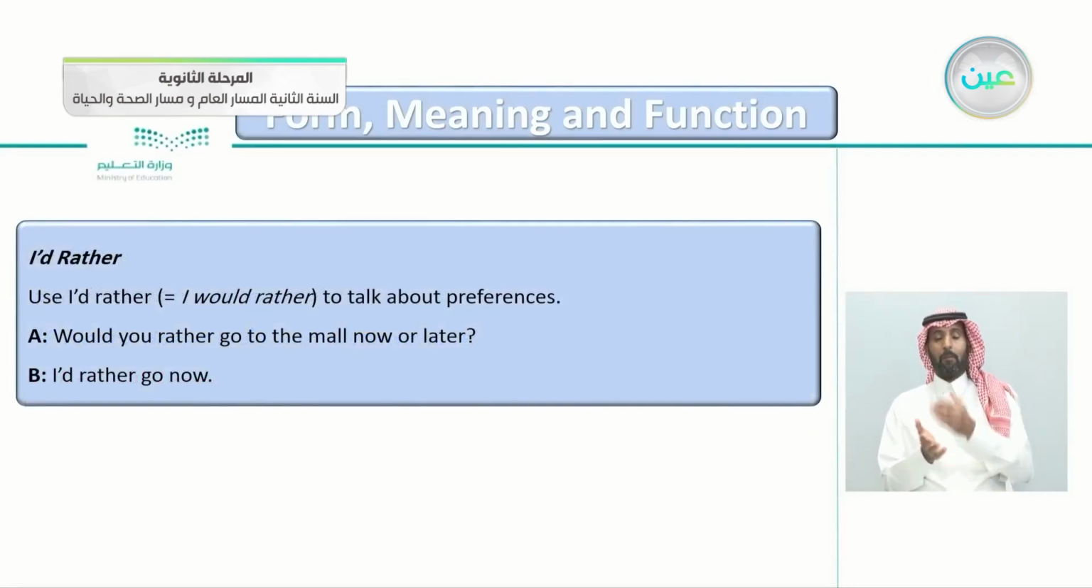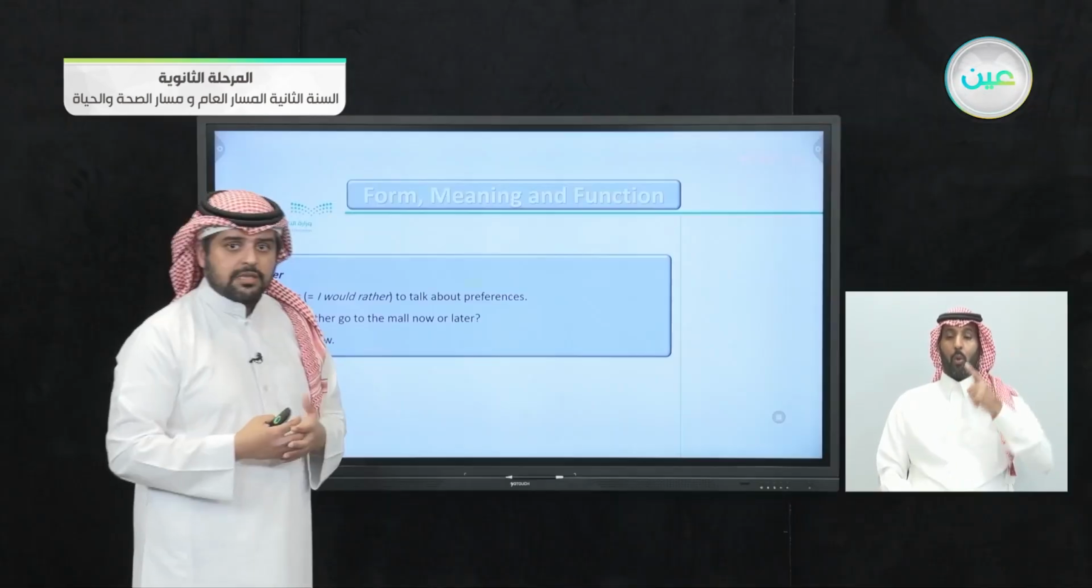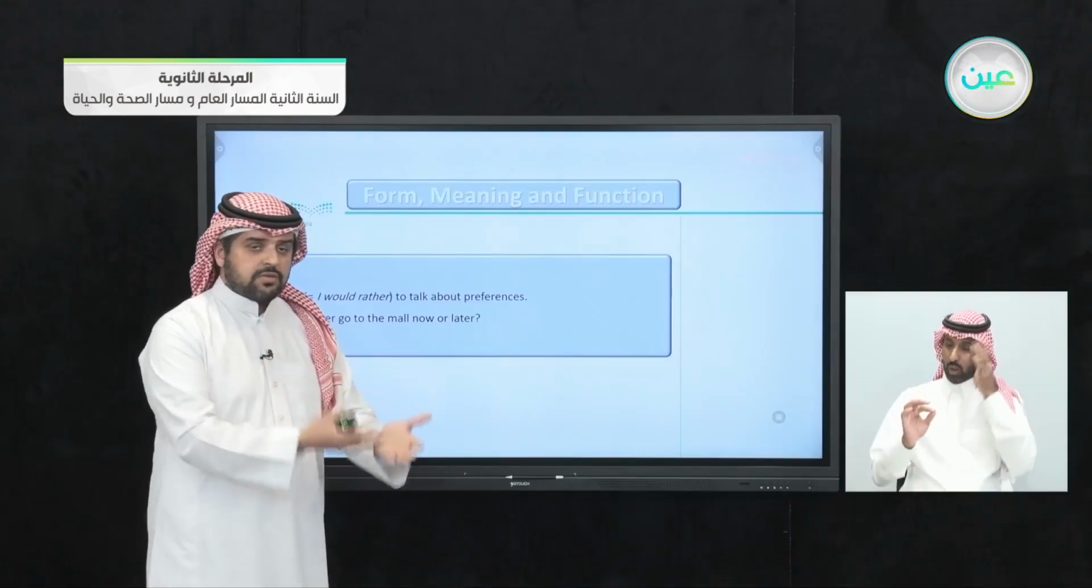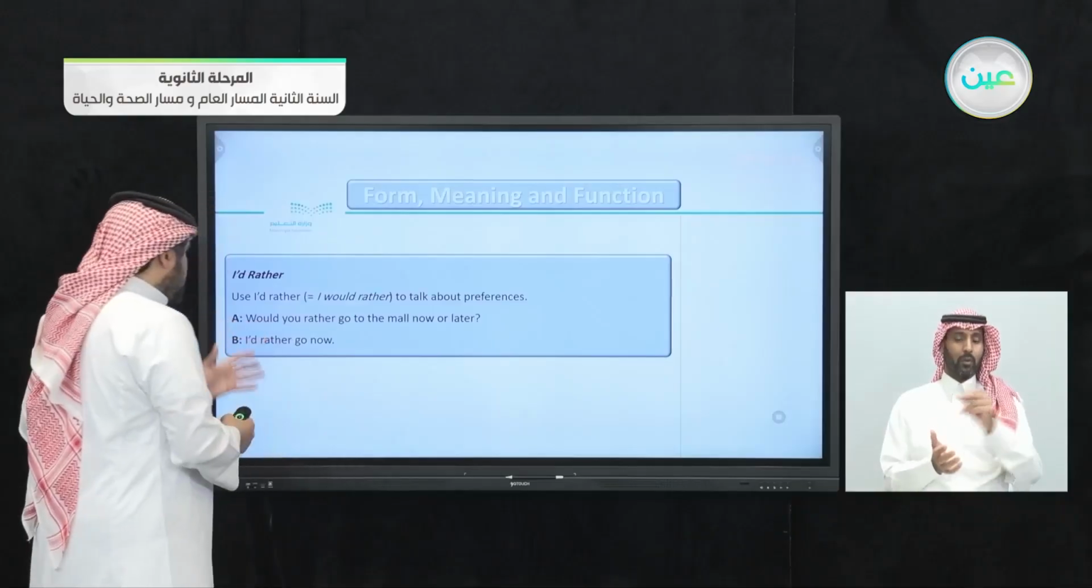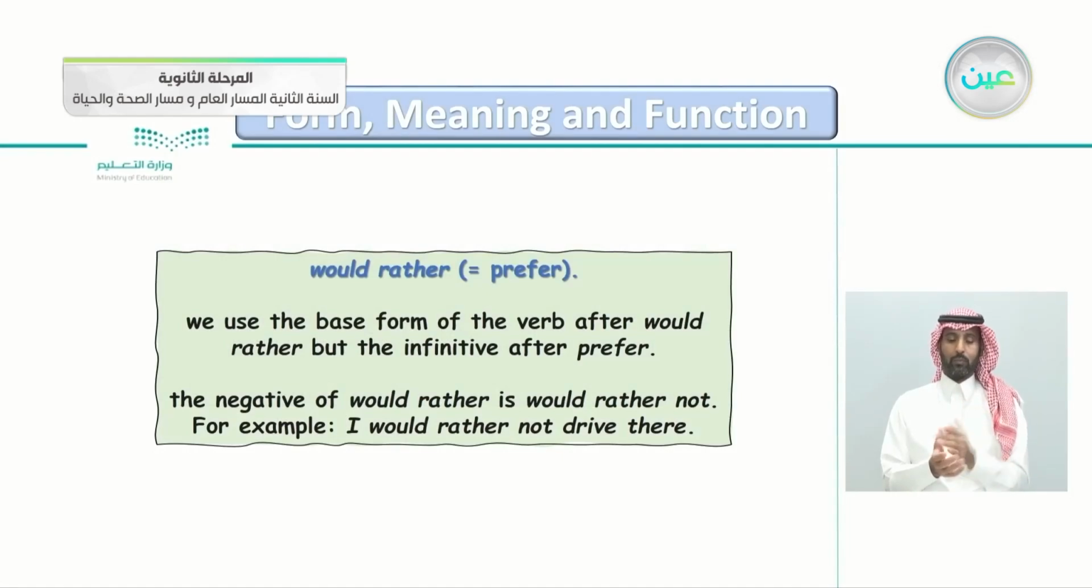Jumping to I'd rather. I'd rather is short for I would rather, used to talk about preferences. When you say I'd rather, it means you choose to do that. Your preference is to do this thing. For example, would you rather go to the mall right now or later? You say, I'd rather go now. Would rather means to prefer. We use the base form of the verb after would rather, but the infinitive after prefer.